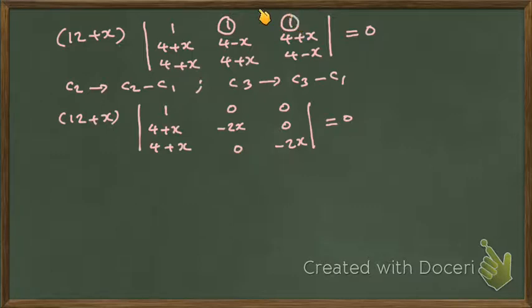Here in C3, 1 minus 1 is 0. 4 minus 4 is 0. x minus x is 0. 4 minus 4 is 0. Minus x is minus 2x. And now I just expand using R1.